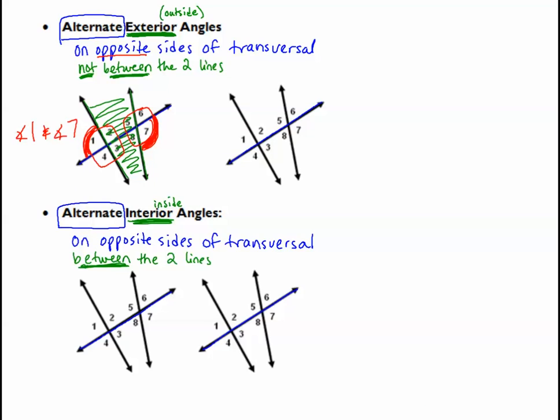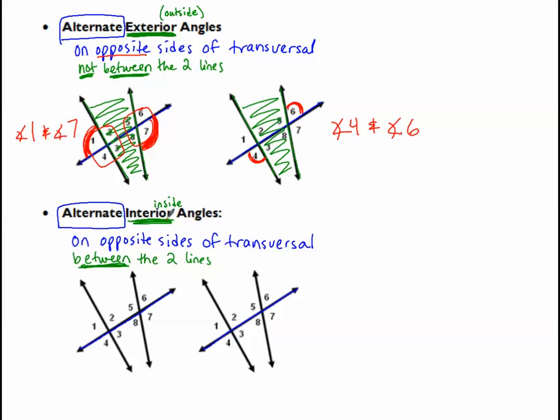Let's take a look at the other diagram. Again, here are the two lines being crossed by the transversal. Let's scribble out what's inside since we want the exterior angles. Looking at the transversal, this time I could pick an angle below the transversal, and then opposite side from the other intersection would be something above. So angle 4 and angle 6 are also alternate exterior angles.